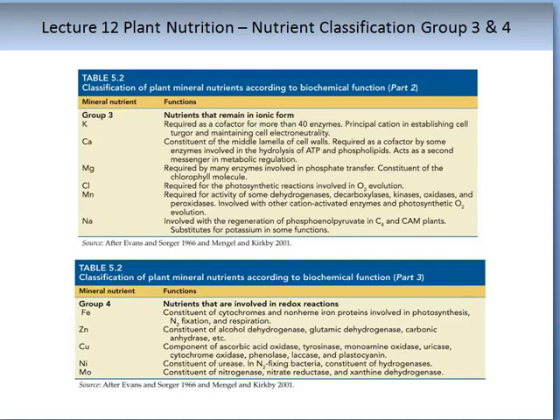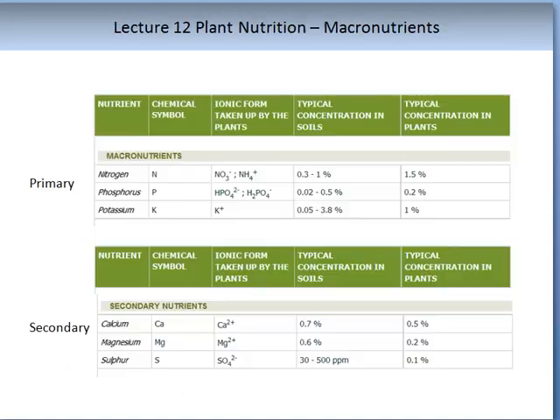Group 3 of this classification are the nutrients that remain in the ionic form in the plant. They have roles such as maintaining cell turgor and cell electroneutrality. Group 4 are involved in the redox reactions, such as iron being required in proteins involved in photosynthesis. Please study these tables for more details on these roles. This concludes the end of Part 1, Mineral Nutrients lecture.